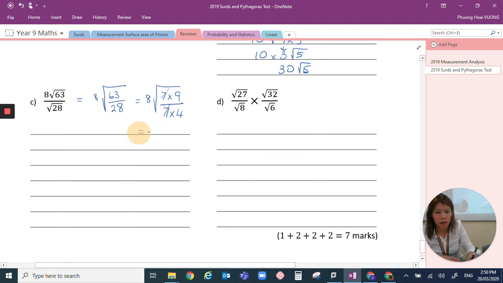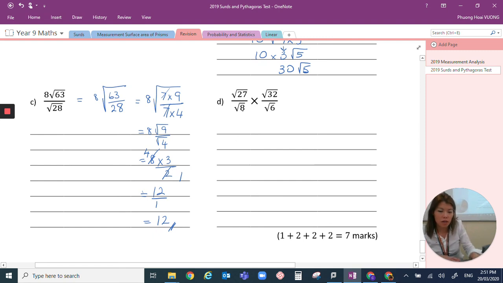We have now 8 square root of 9 over square root of 4, which is simply 8 times 3 over square root of 4 is 2. And then cancel the 4 and the 2. 2 into 2 goes 1. 2 into 8 goes 4 times. We have 4 times 3 is 12 over 1, which is better written as just 12.